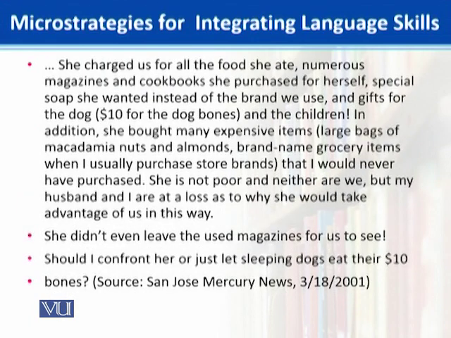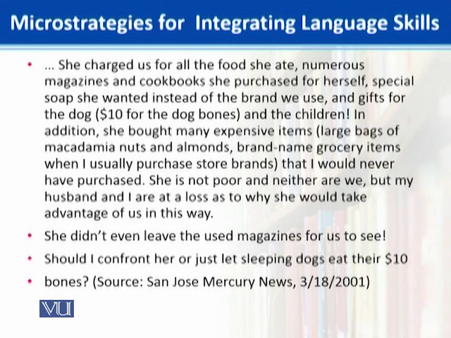I'll continue with this. She charged us for all the food she ate, numerous magazines and cookbooks she purchased for herself, special soap she wanted instead of the brand we use, and gifts for the dog, that is $10 for the dog bones, and the children. In addition, she bought many expensive items, large bags of macadamia nuts and almonds, brand name grocery items, when I usually purchase store brands, that I would never have purchased.